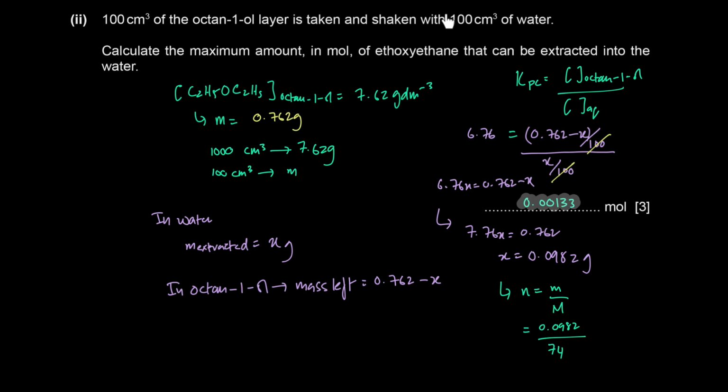Once I shook it with water, we want to figure out the number of moles that were extracted in water. We can first figure out the mass that was extracted in water. We know that x grams was extracted, we don't know how much that is. If x grams were extracted into water, then 0.762 minus x were left in the octan-1-ol. So now we have the mass left in the octan-1-ol and the mass extracted into water. If we divide those masses by the volumes of the respective solutions, we get the concentrations, and the ratio of the concentrations is the partition coefficient. So we can figure out the mass that was extracted in water by using the partition coefficient, and then therefore we can figure out the number of moles.